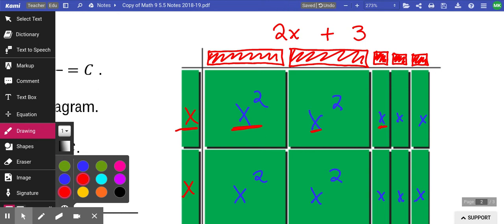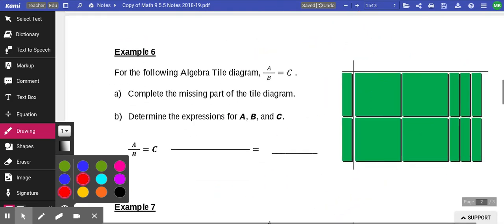We didn't need the x on the end? No. I was still really close though. You were close. And for a guess? Not bad. The answer is 2x plus 3.